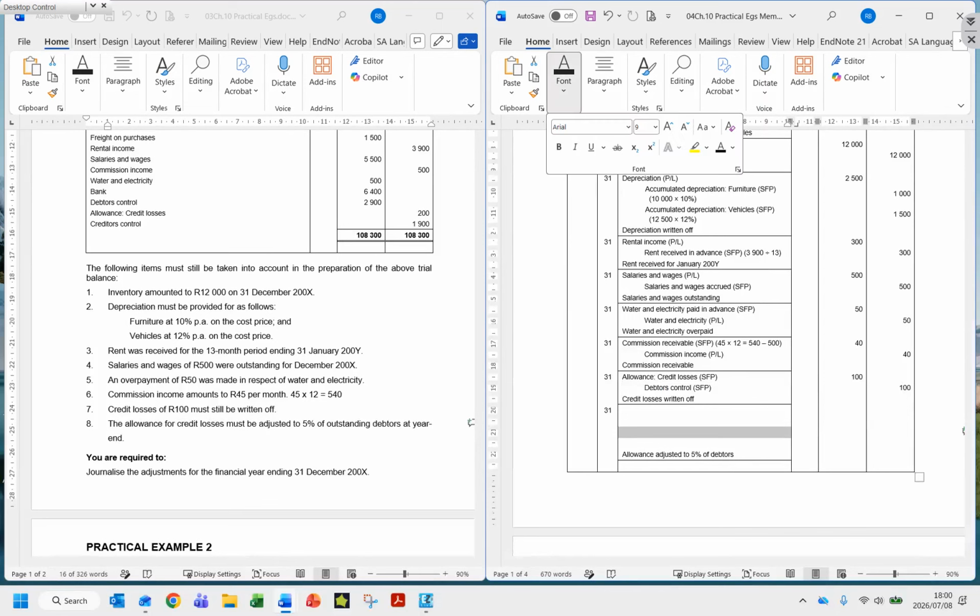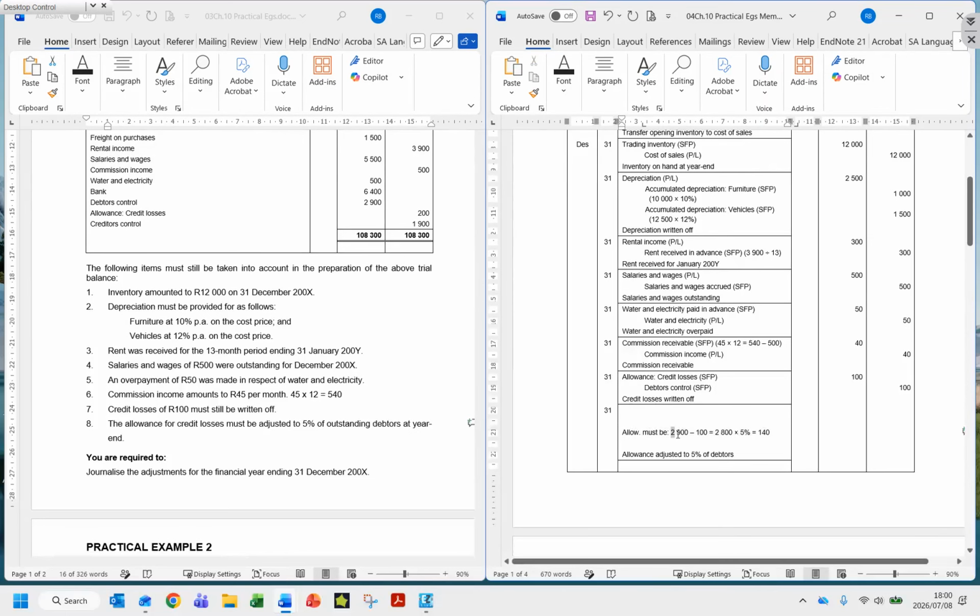So let's go and calculate what should the allowance be. In other words, what is 5% of outstanding debtors? Outstanding debtors, we started off with 2,900 rand according to the trial balance. That is what my debtors control said in the trial balance. But then in the previous journal entry, I wrote off that 100 rand saying, okay, don't worry, you can't pay me. I'll write off your debt. So you take it out of debtors control. So my outstanding debtors is 2,800 rand. 5% of that gives me 140 rand. That is what my allowance should be.